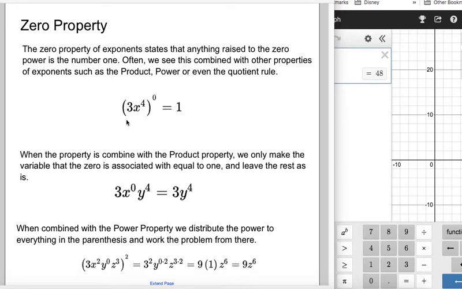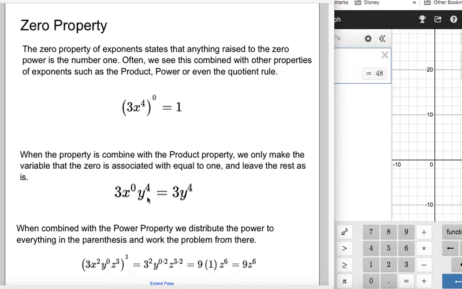You can see that everything in the parentheses is raised to the zero power. Remember, we said anything raised to the zero power is 1. That means since the entire parentheses set is being raised to the power of 0, the entire parentheses set is just equal to the number 1.